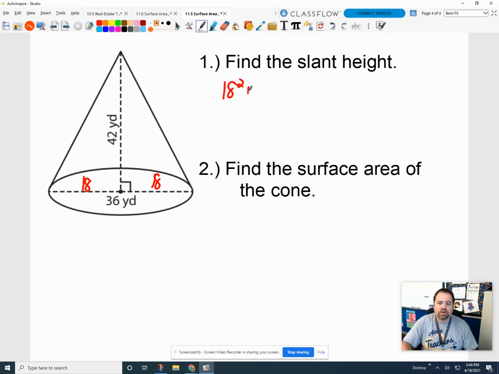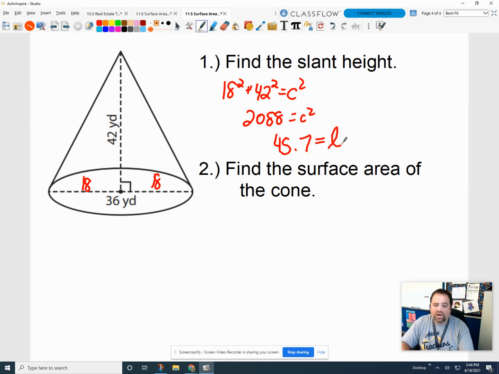So 18 squared plus 42 squared equals my hypotenuse squared. That's 2,088. So I'm going to take the square root of that, which is 45.7.